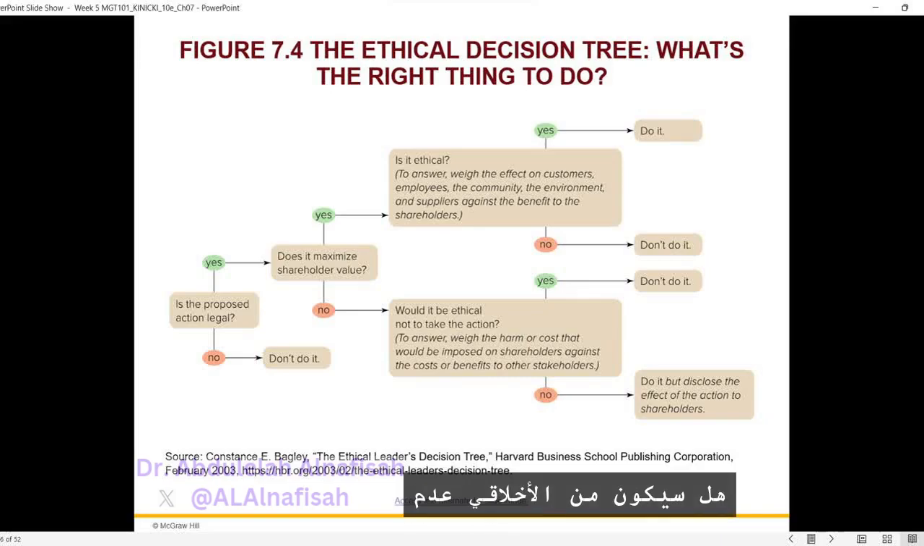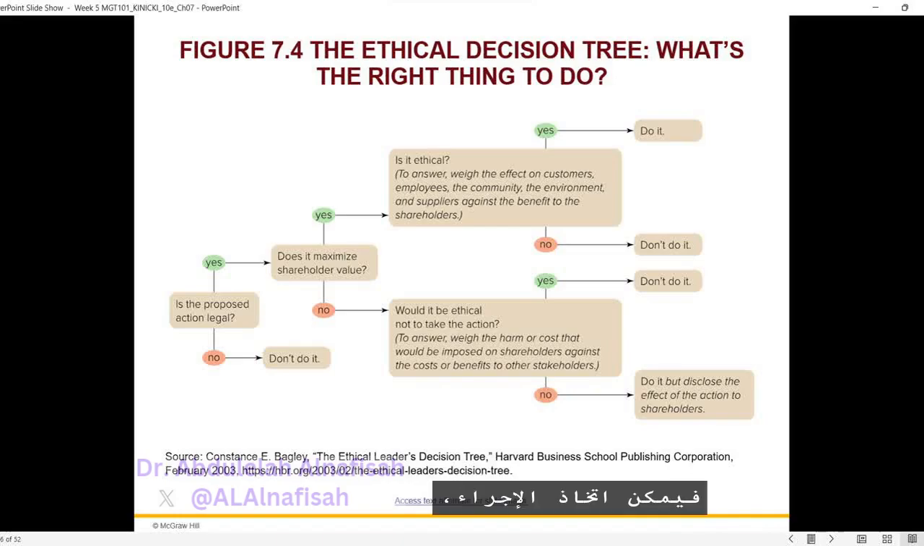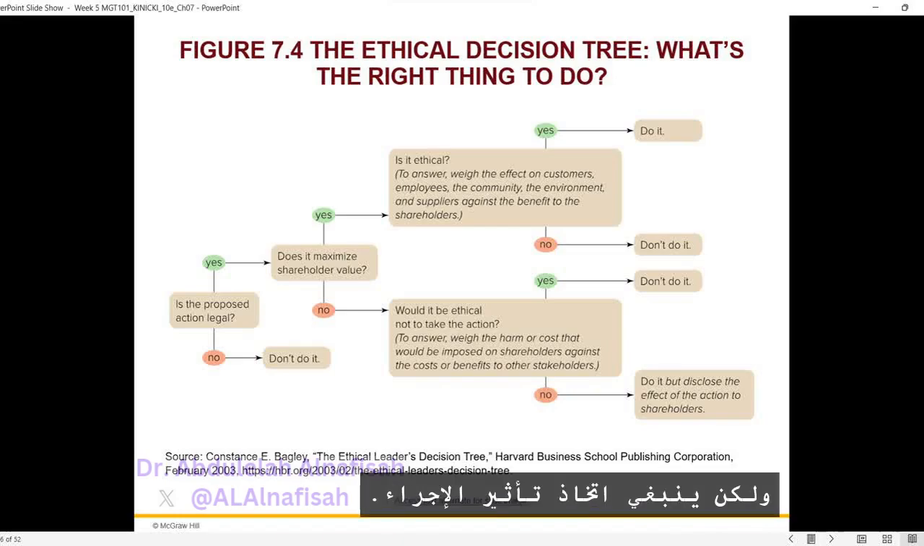Would it be ethical not to take the action? The fourth question is to check if not taking the action would cause harm or injustice to the shareholders or other stakeholders. If yes, the action should not be taken. If no, the action can be taken, but the effect of the action should be disclosed to the shareholders.